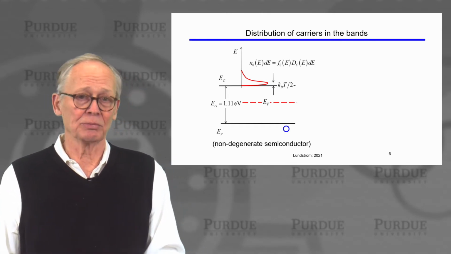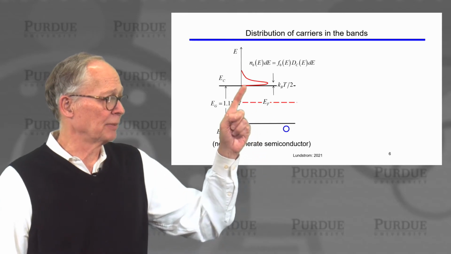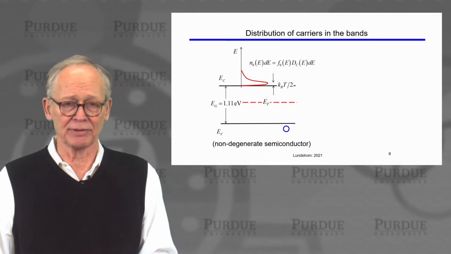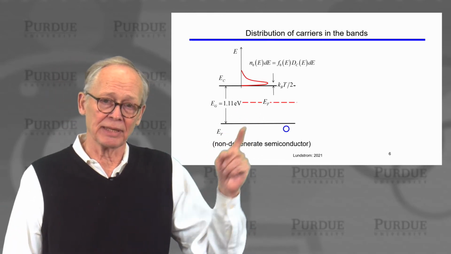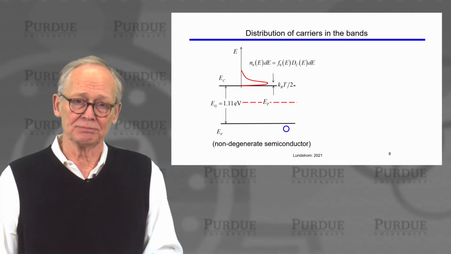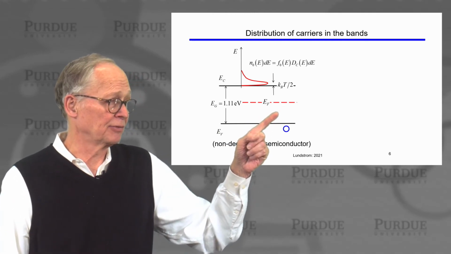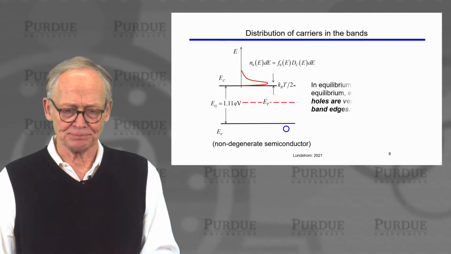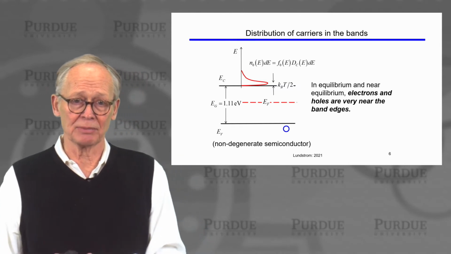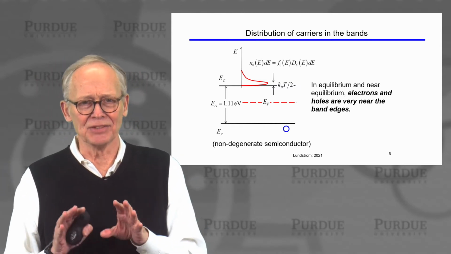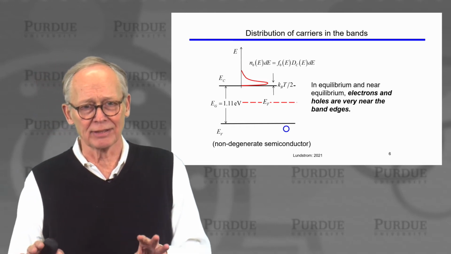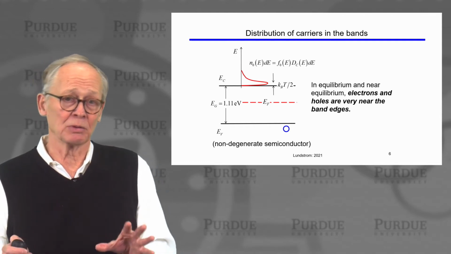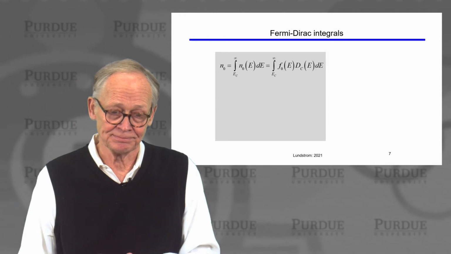And we showed by a simple calculation that the peak of that probability occurs very close to the bottom of the conduction band, 1/2 kT, which is a very small number. So electrons in the conduction band sit very close to the bottom of the conduction band. We could do the same thing for holes in the valence band, and we would find that the holes are very close to the top of the valence band. So, an important point to remember is that in equilibrium and near equilibrium, unless we work very hard, the electrons and holes are going to be very near the band edges. That's what we'll assume basically for the remainder of this course.